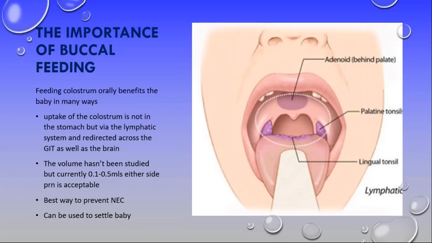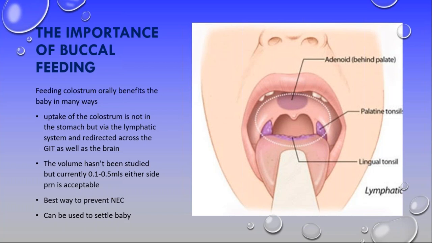What is the importance of buccal feeding? Feeding colostrum orally benefits the baby in many ways. The uptake of the colostrum is not in the stomach. A lot of you would say, but if we put it in the mouth, the baby could choke, it can't swallow. Well, guys, it's not going to be swallowed and go down the esophagus. It is placed here and absorbed here. The uptake of colostrum is not in the stomach, but by the lymphatic system, and it's redirected to the GIT as well as the brain.